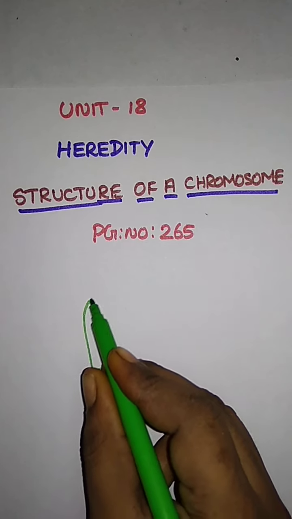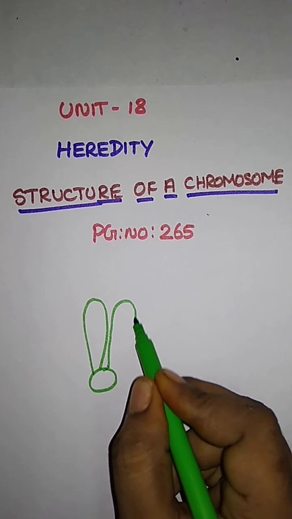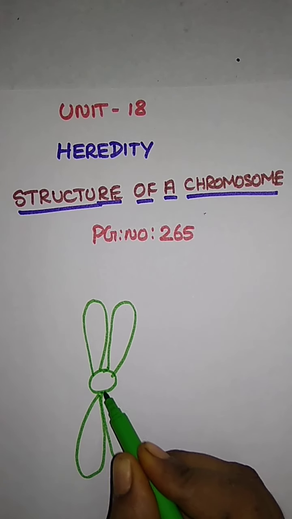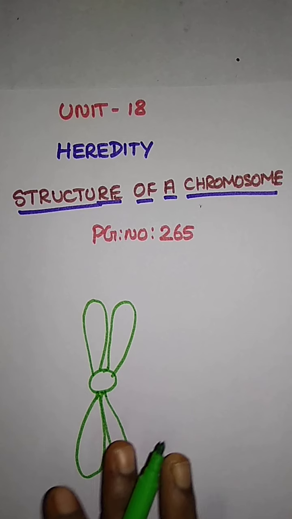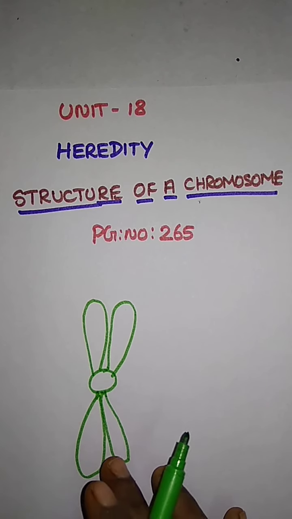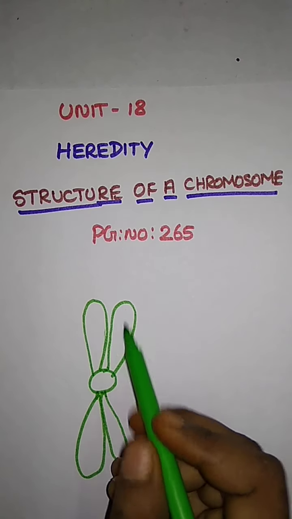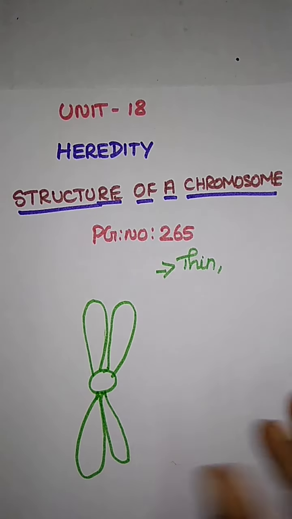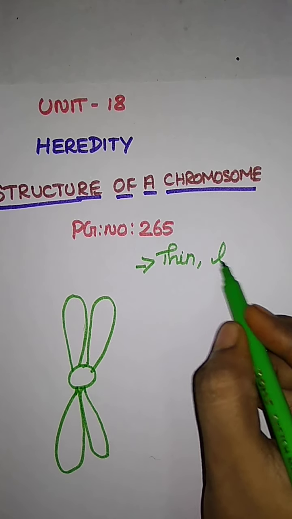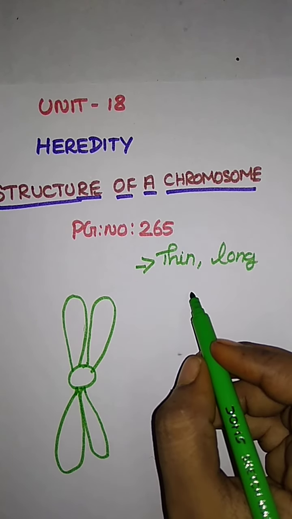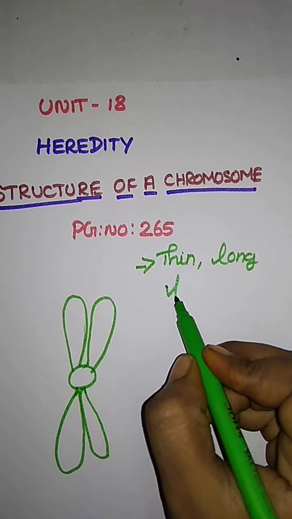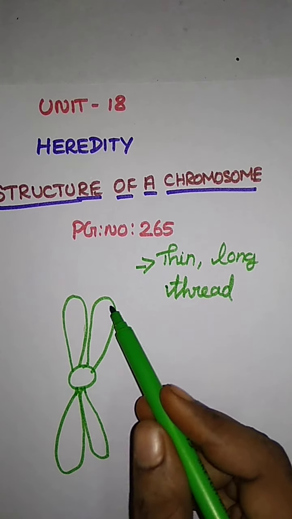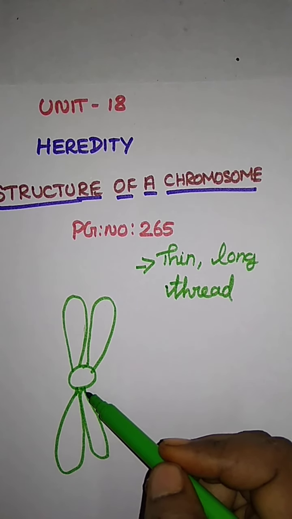This is the basic structure of a chromosome, right? See, a basic structure of a chromosome. Chromosomes are, first of all, thin, long and thread-like structures. Just see here: thin, long and thread-like structures of a chromosome.